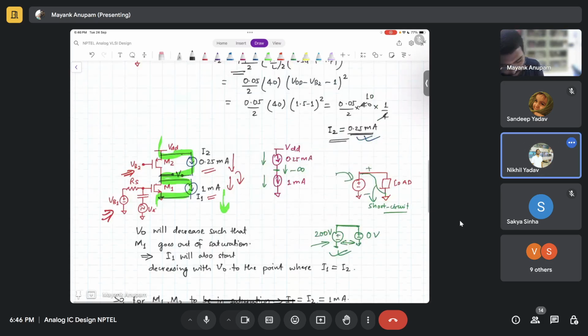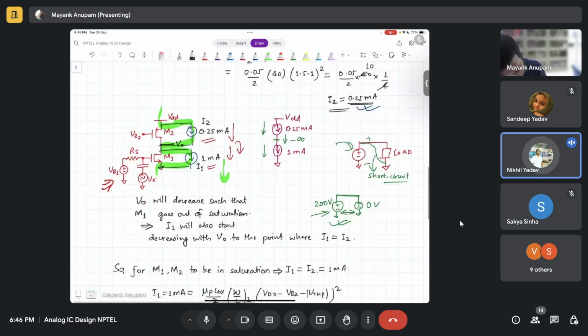So VB2 has to decrease, right? For PMOS, the gate voltage has to go down for the current to increase, because it is VSG, VS minus VG. I'm saying, you have taken it as minus infinity. Suppose it increases, then M2 might go out of saturation, into linear, right? That's what I'm saying.